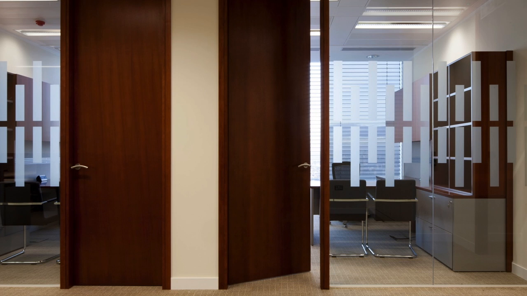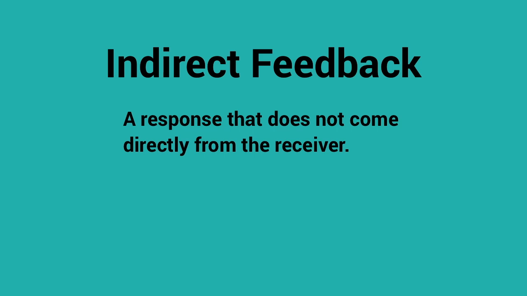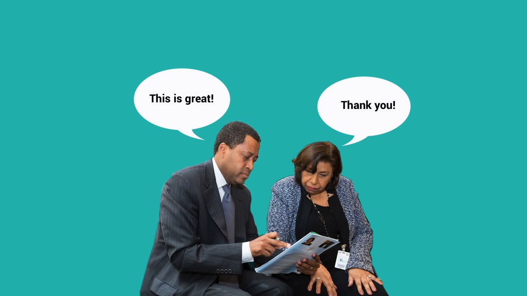Let's say you give a presentation to the people in your department. When you hear from someone in a different department that they heard your presentation was awesome, this is an example of indirect feedback, which is a response that does not come directly from the receiver. The opposite of that would be direct feedback, as in someone from your department who is in the audience tells you your presentation was fabulous.